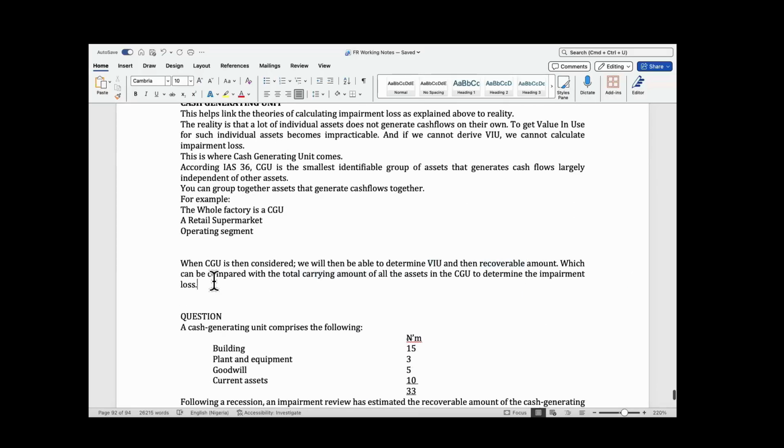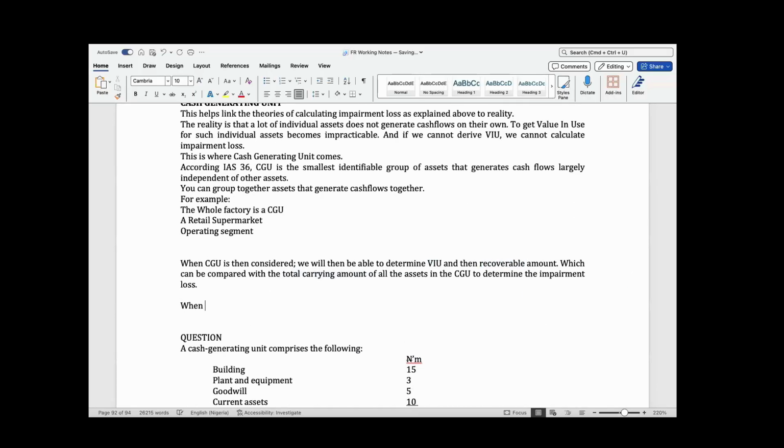Now, the challenge is this, when impairment loss is determined, okay?